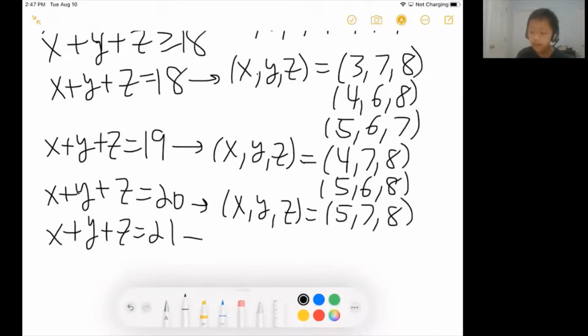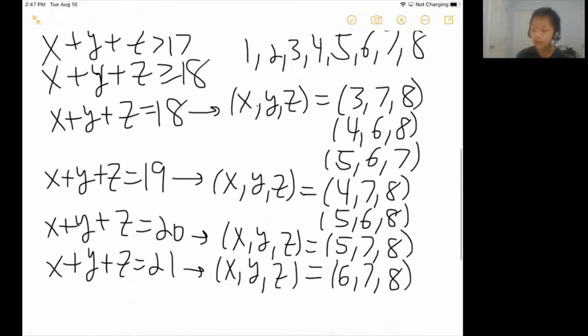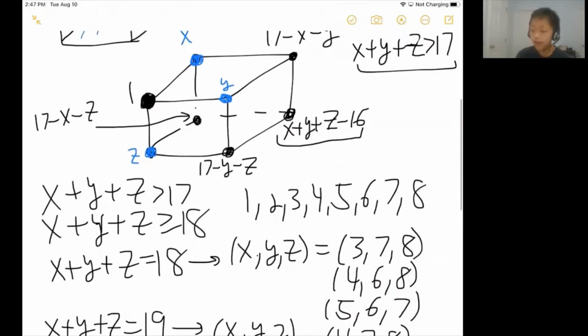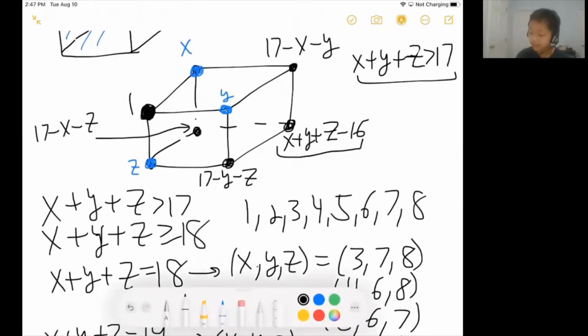And the reason this is the final case is because the maximum possible value of x plus y plus z is when the values are 6, 7, 8, because those are the largest possible values. So those are our possibilities for what x, y, and z can be. And now we can check which one of these work, right? So let's first look at 3, 7, 8. Let's first evaluate and see if this one works.